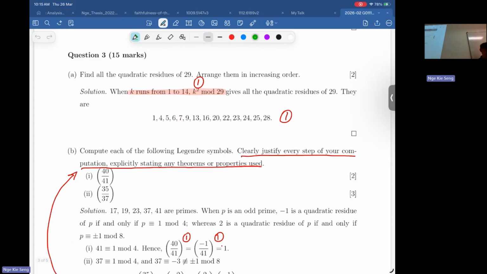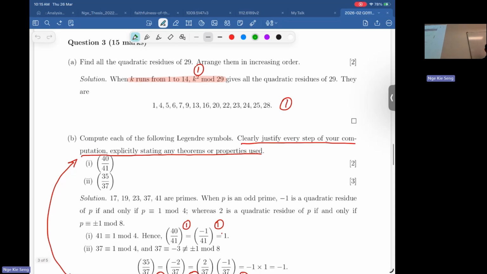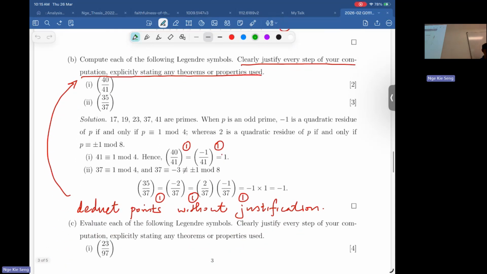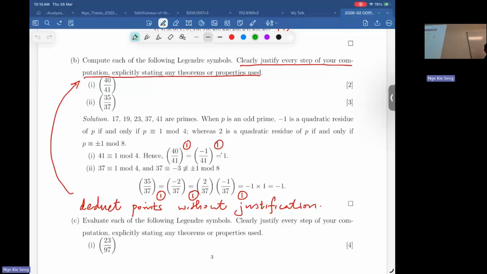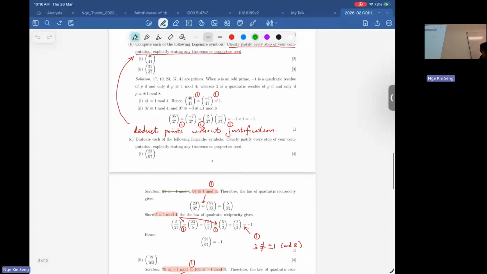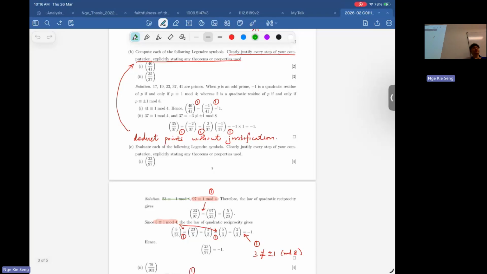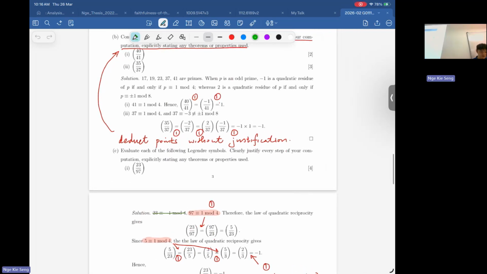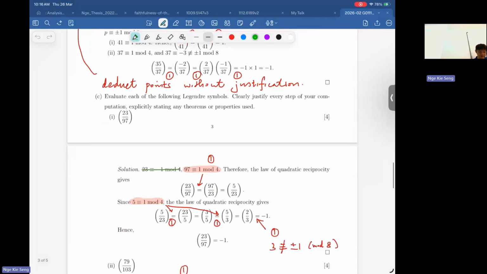Okay, question 3. Find all the quadratic residues of 29, arranged in increasing order. I think everyone did well. B, compute each of the following Legendre symbols. I think everyone is doing okay, but some of you skip steps. You don't tell the reason. You don't tell whether this number is 1 mod 4 or 3 mod 4, minus 1 mod 8, 1 mod 8, and then you just try to compute. So you lose marks. Please write down the reason. I did it in my notes, so please follow that.